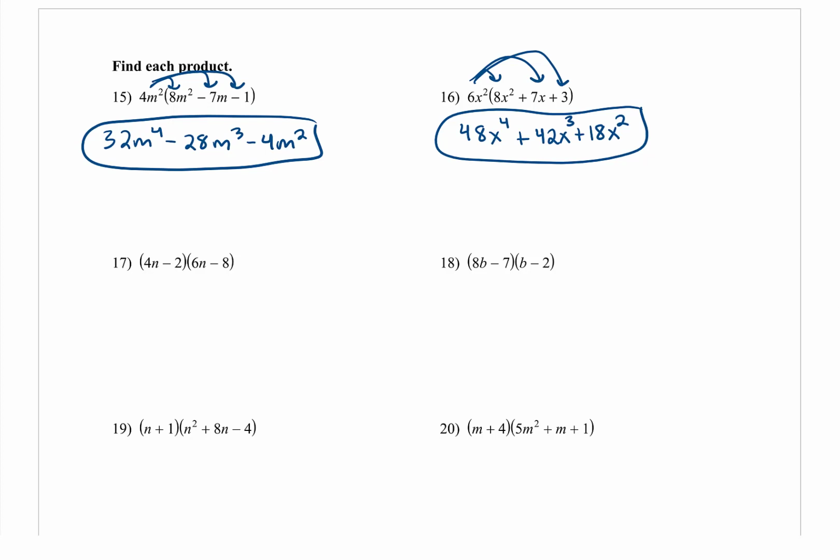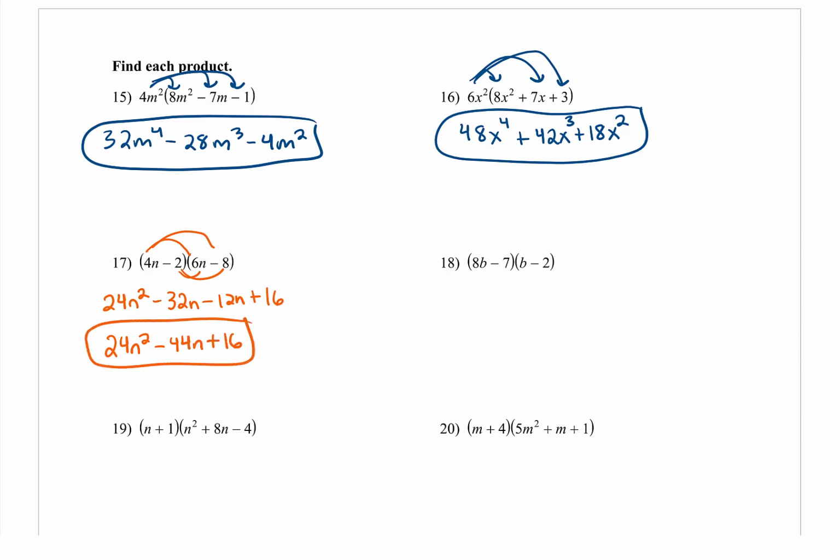Then on 17 and 18, we can use the distributive property, or we can use the acronym FOIL, which is first, so 4n times 6n, which is 24n squared. Outer, 4n times -8 is -32n. Inner is -2 times 6n, which is -12n, and then -2 times -8 is last, so it's +16. When we FOIL, we typically end up with like terms in the middle that we add together. So this is our answer.